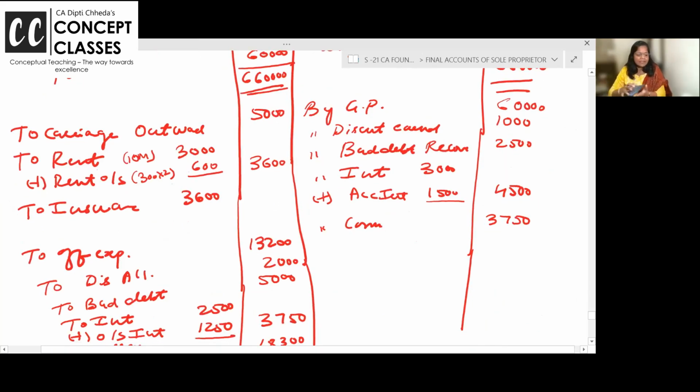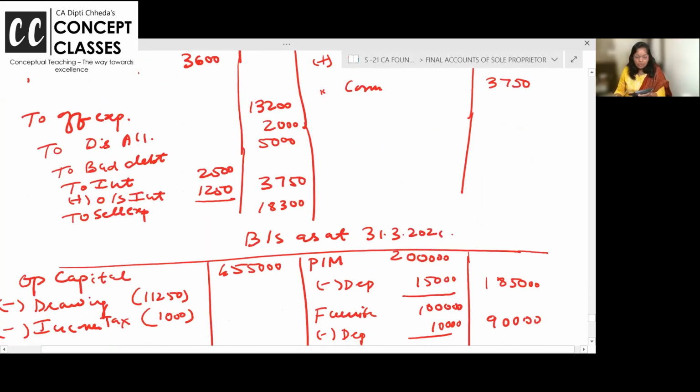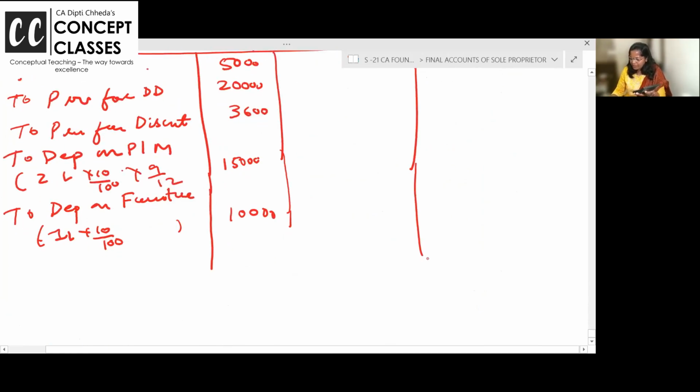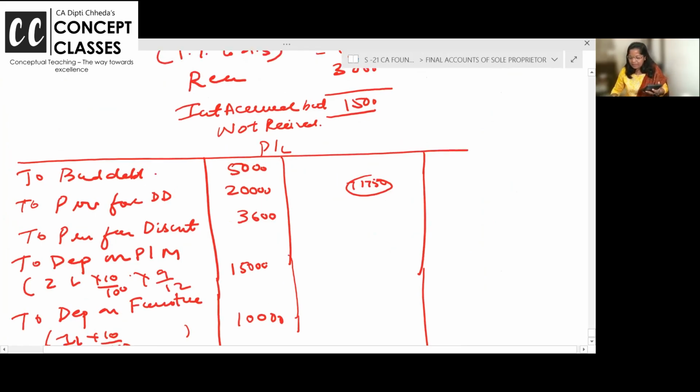Now take your calculator. 60,000 plus 1,000 plus 2,500 plus 4,500 plus 3,750. So what is the total of the P&L account coming? नीचे भी किया है ना हमने, तो हम यहीं पे complete करेंगे total. Total of the P&L account on this side 71,750. There could be profit or there could be loss. We'll just write 71,750. ऐसे कहीं पेंसिल से लिख दो.